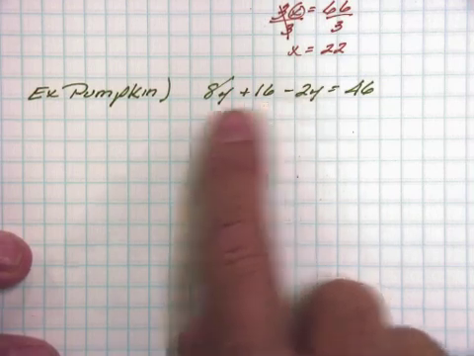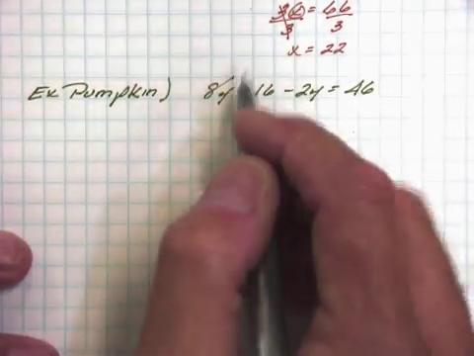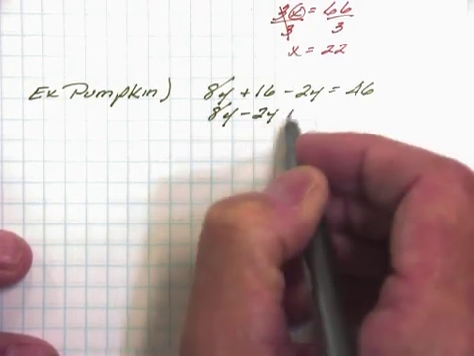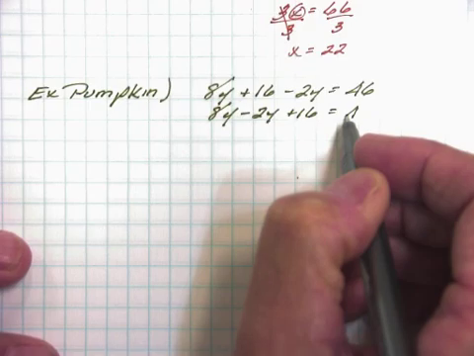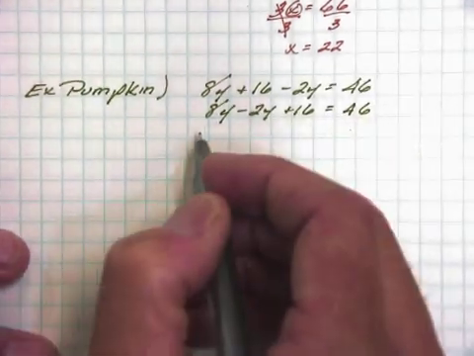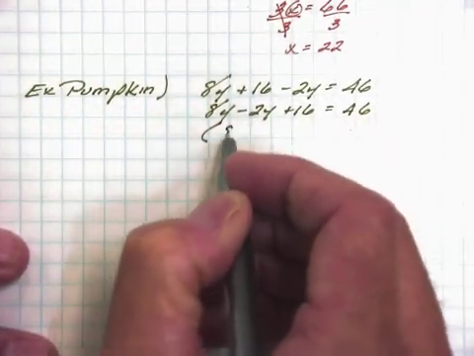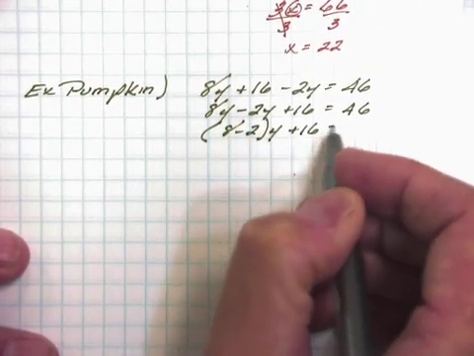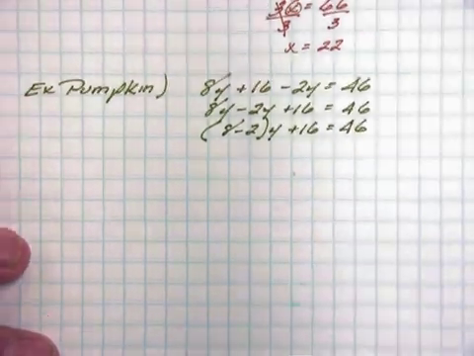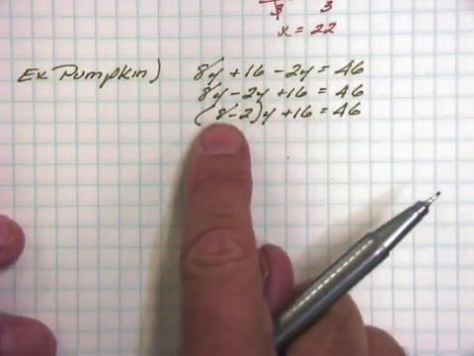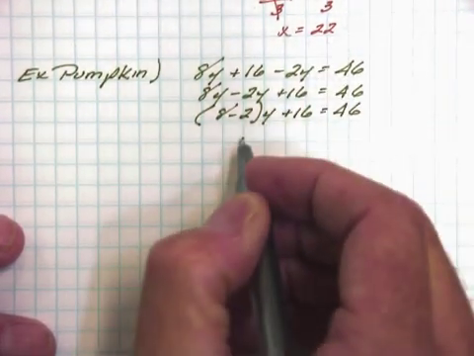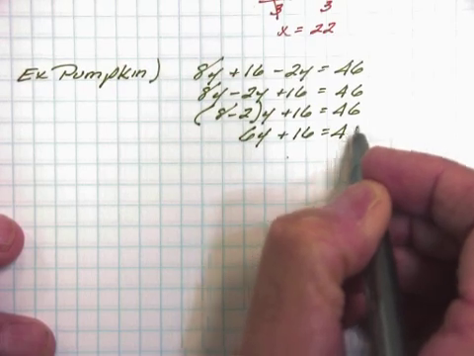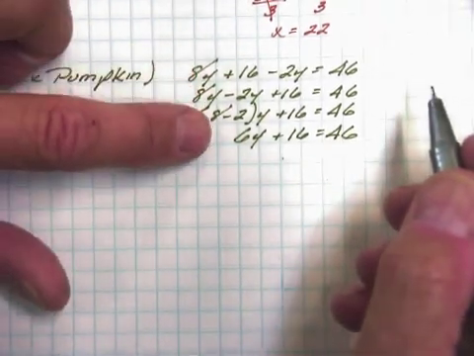So I'm going to use the commutative property to switch the negative 2y and the 16, and that'll put the 8y and the 2y next to each other. So I've got 8y minus 2y plus 16 equals 46. And then using that reverse distributive property, I'll take out the y, and I've got 8 minus 2, the y outside, plus 16 equals 46. Okay, now there's the 6. So I'm going to go 8 minus 2 and get 6y plus 16 equals 46.